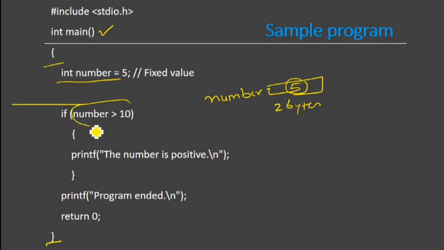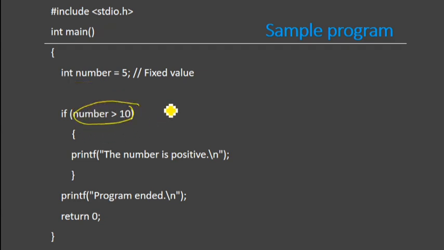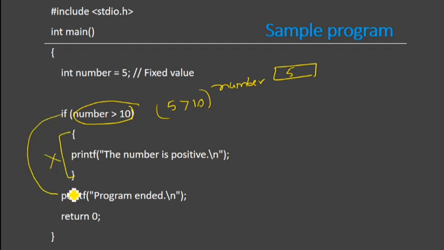In the condition I may use relational operators or logical operators, but here I'm using relational operators. Number is 5, and it is an integer. Now, if the number is greater than 10, 5 is greater than 10, the condition is false. 5 is not greater than 10, so it doesn't enter into the if body, and it goes to after the if, and whatever instructions are there after it are going to be executed. So this is about the if statement.